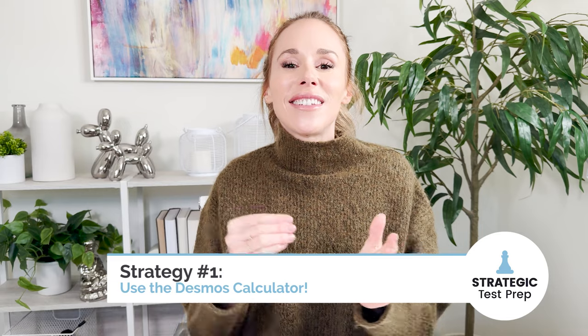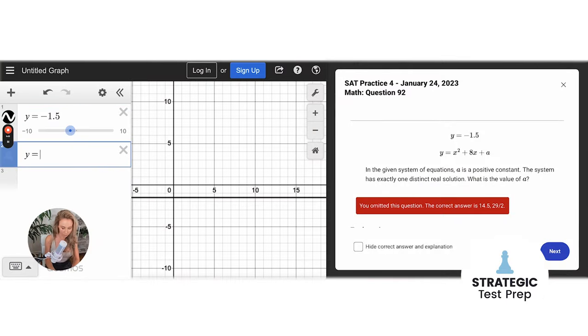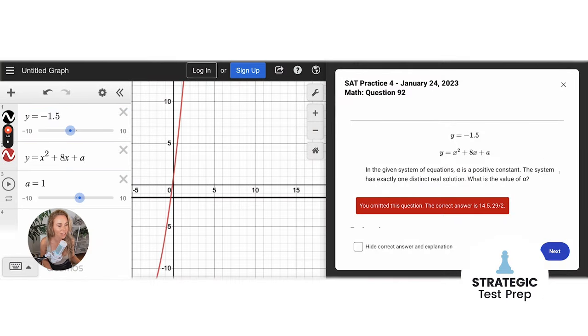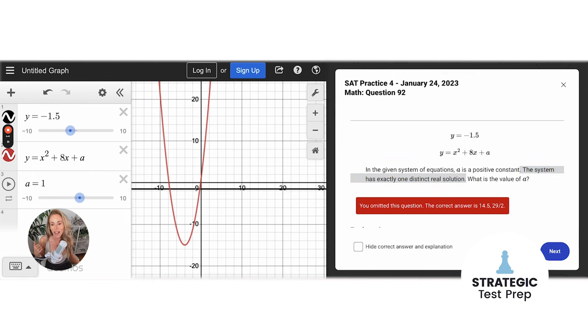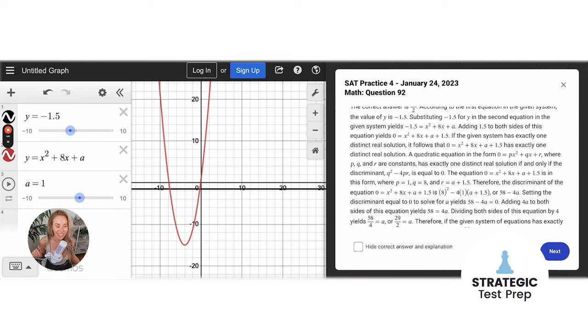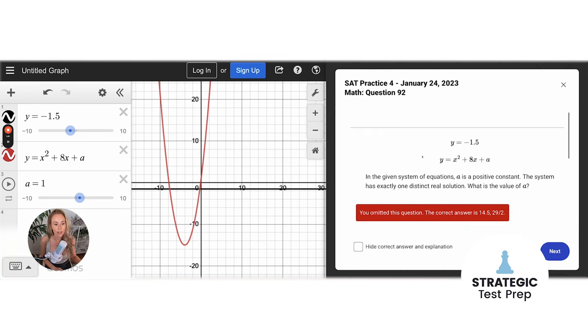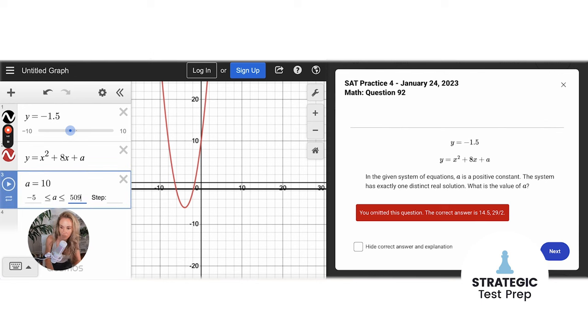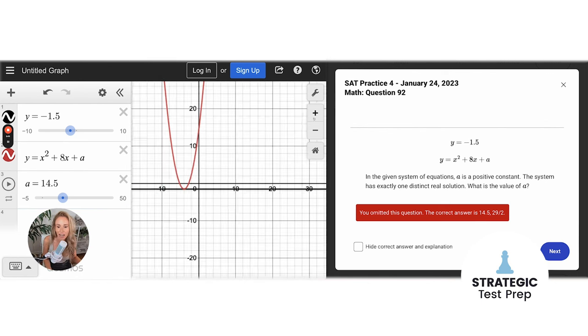All right, guys, so strategy number one is use the Desmos built-in calculator. I cannot stress to you guys enough how useful of a tool this is on the new test. When you get to a very complicated algebra problem, or more specifically, when they give you a system of two equations, Desmos is going to be your hero. Just type the two equations into Desmos, take a look at what you need. For instance, if you need to find where they intersect, go ahead, just look for it right on the graph, and you are done. It will save you so much time and stress, and it will definitely improve your math score.